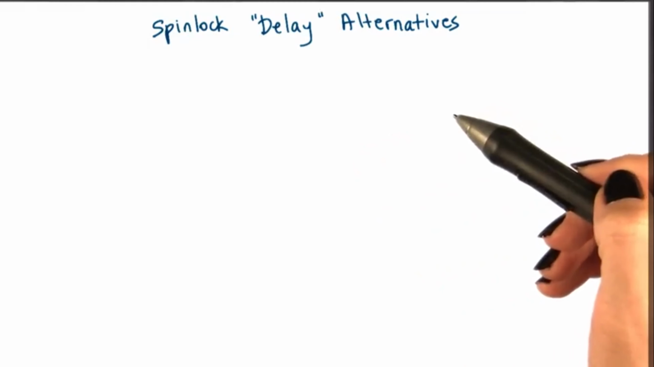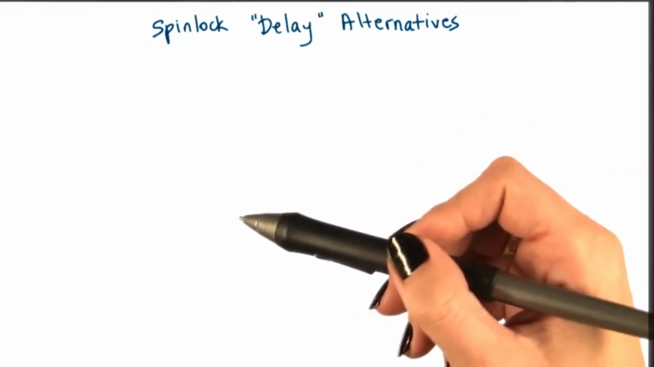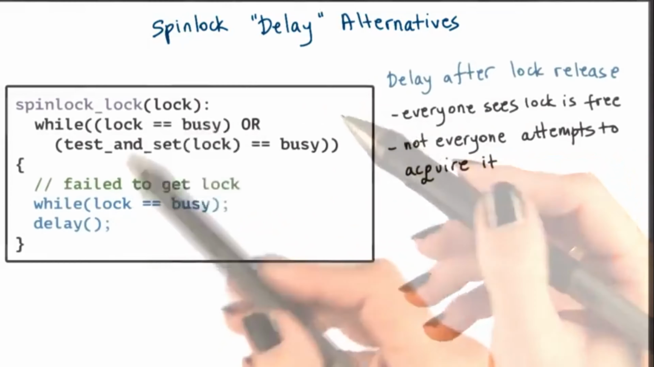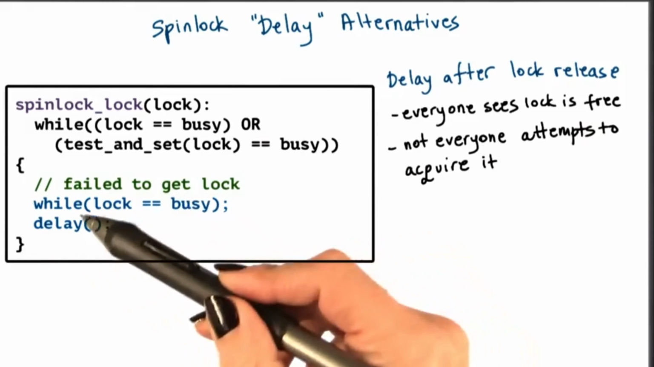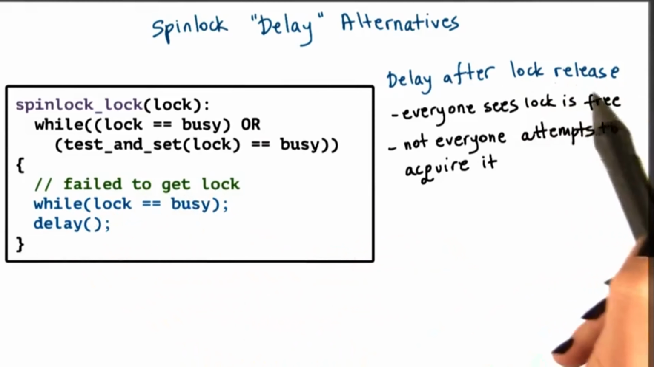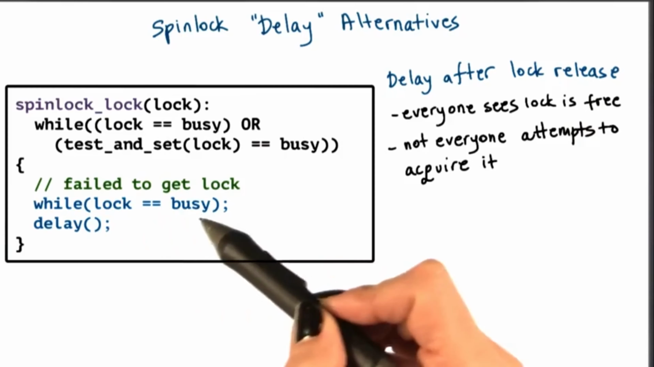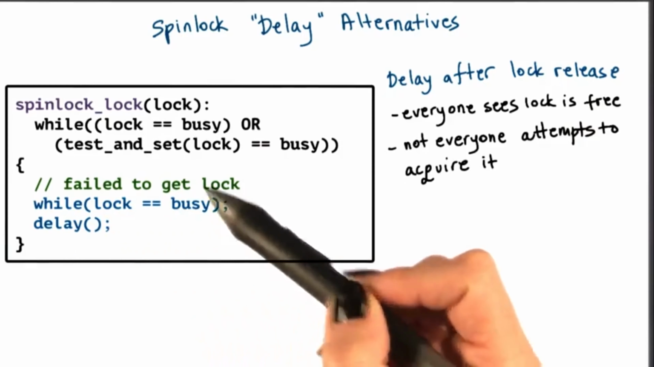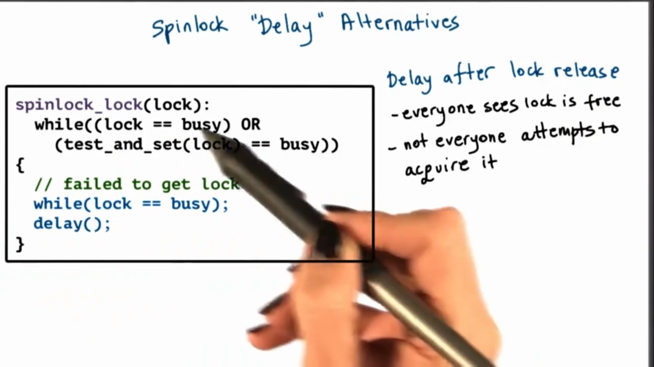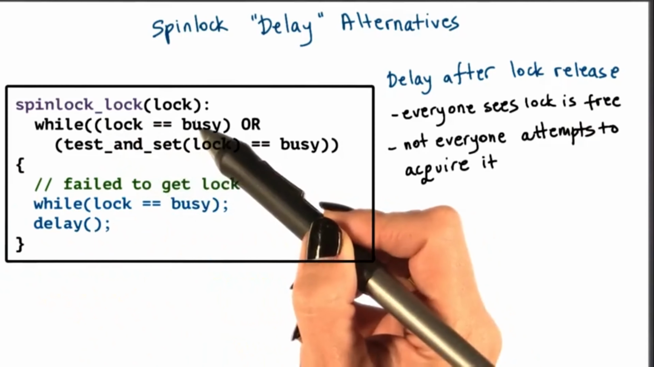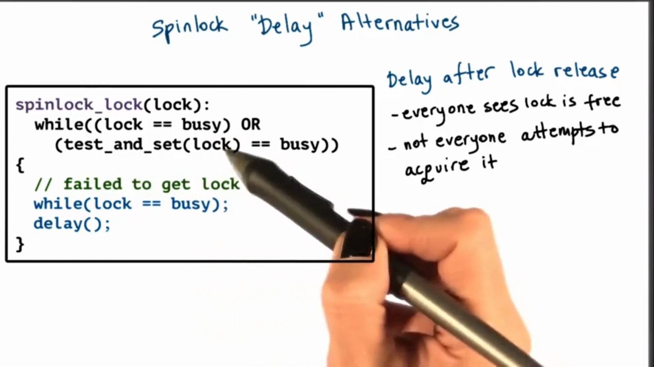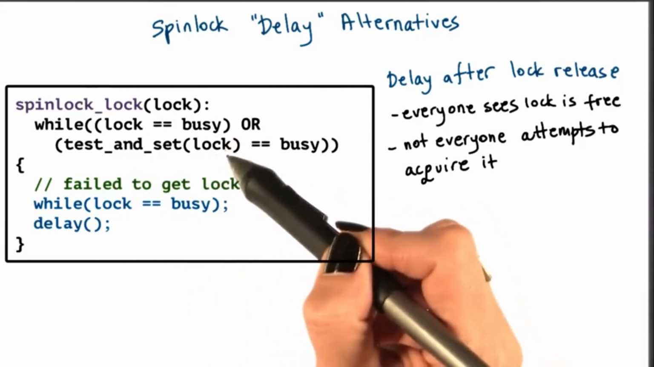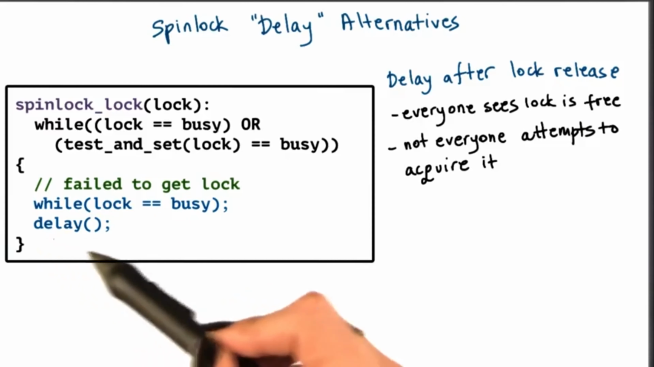A simple way to deal with the problems of the test-and-set lock is to introduce a delay. Here's a simple implementation which introduces a delay every single time a thread notices that the lock is free. So the delay happens after a release. When the thread sees that the lock is free, it will come out of this while loop, and then before going back to recheck what the value of the lock is, and if it's indeed free to try to execute the atomic operation, the test-and-set, the thread will wait a little bit, will delay.